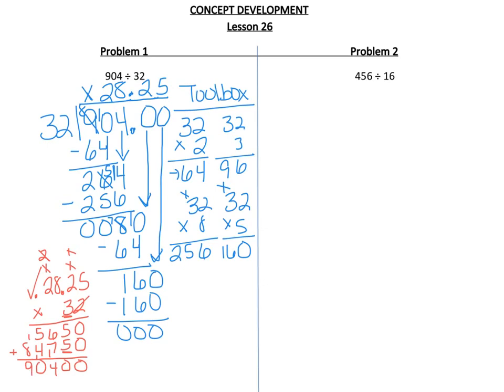How many digits are to the right of the decimal? 1, 2. So 904. Does it match my original dividend? You betcha. So that tells me 28 and 25 hundredths is my quotient for 904 divided by 32. Make sure you showed all your work, including the toolbox.